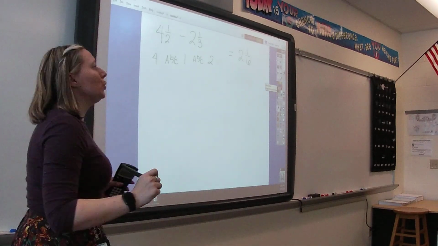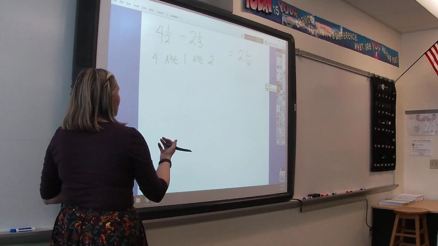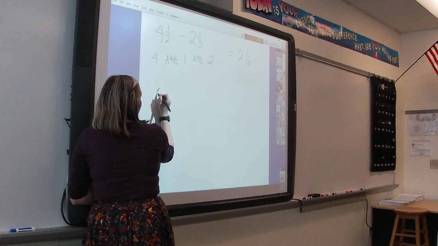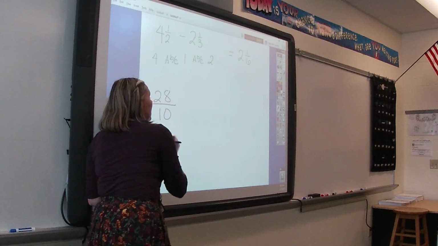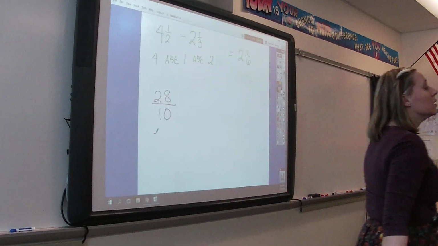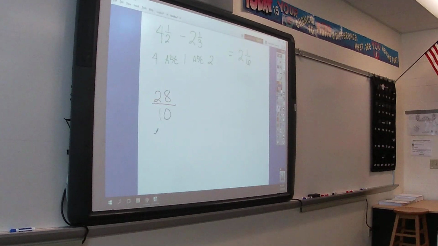Then I want you to type into your calculator, let's say we have 28 over 10, and we want to reduce 28 over 10. In our calculators, we can just type this in as a fraction. So type in 28, ABC 10, then hit equals. Right, that's 2 4/5. Is it reduced?